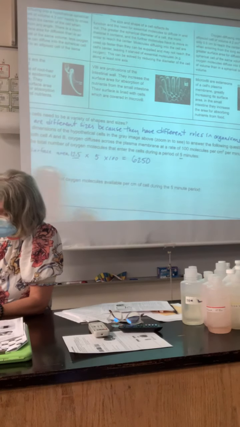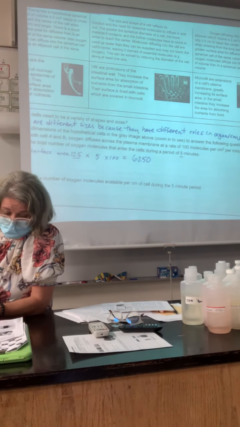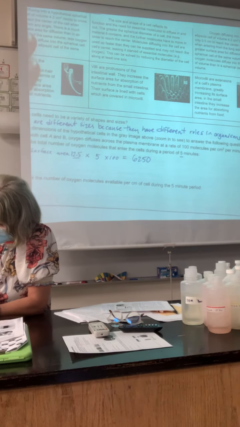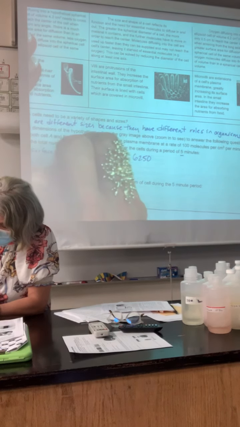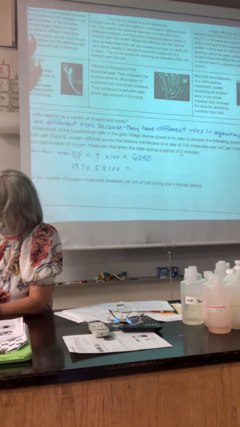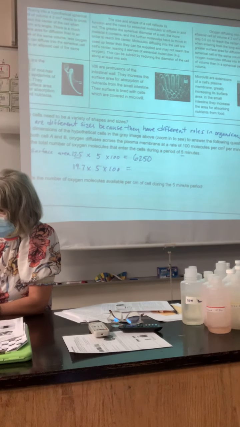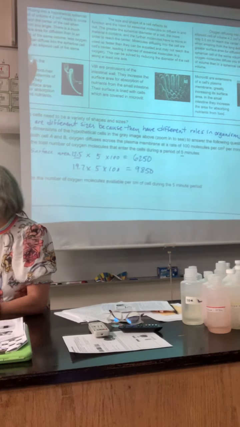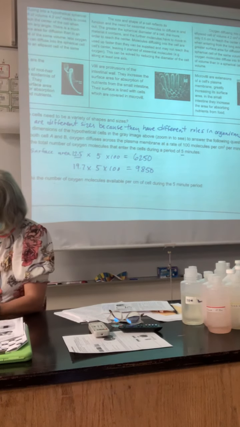Now that you know how to solve that, you could do it for cell B, okay? Hannah, can you tell me what you got for cell B? 9,800. Okay, and you did it the same way. You took the surface area, multiplied it by 5 minutes and 100 molecules, and she got 9,850. Is that what you said? Okay, good.